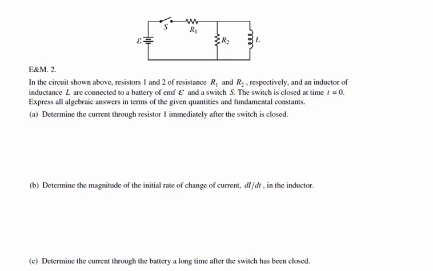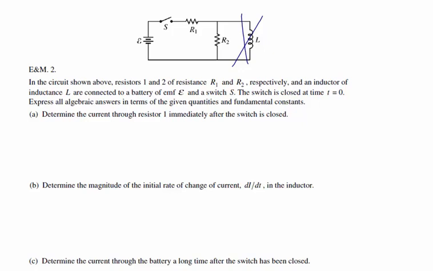Part A says, determine the current through resistor 1 immediately after the switch is closed. Because there's no current flowing initially, there's no current in that inductor, so when we first close the switch, it tries to keep current from flowing that way. Again, it acts like an open circuit. So for the first part, we can ignore the part that has the inductor. We can treat that as a broken circuit, and we just have a battery connected to two resistors.